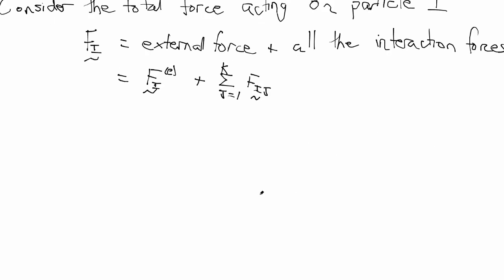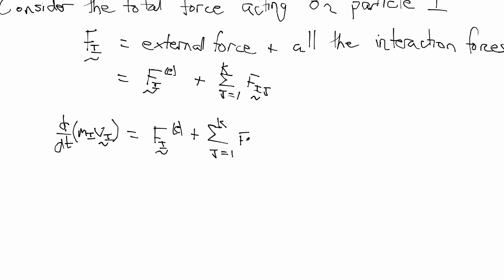But now, let's use Newton's second law to equate Fi to the rate of change of linear momentum of particle i. In other words, we now have d/dt of mi times vi equals Fe sub i plus the sum over all the interaction forces from the particles j equals 1 through k, and this holds for all particles i equals 1 through k, and we'll call this equation 3.